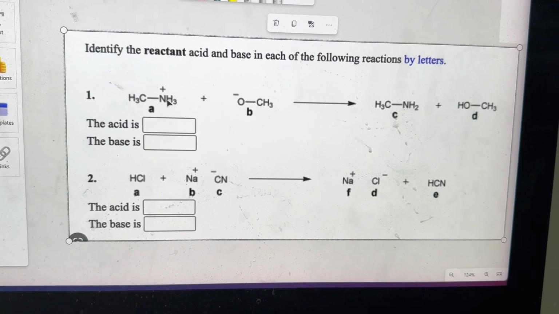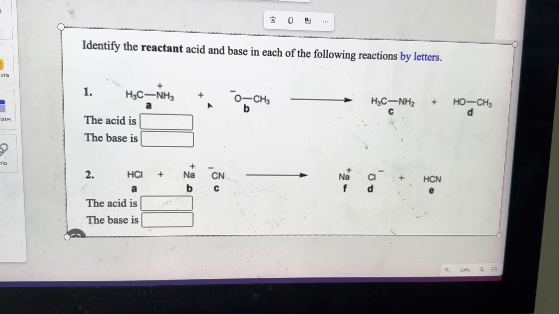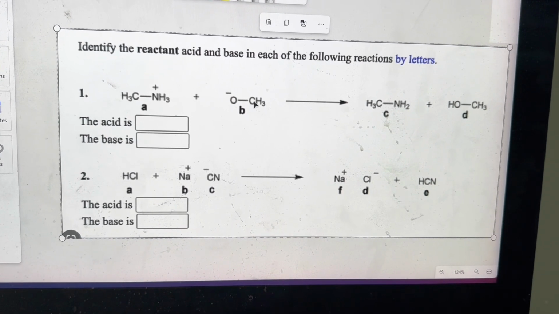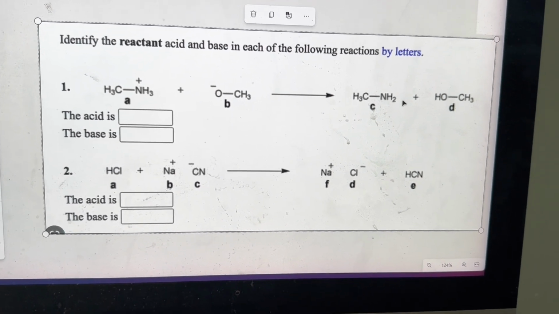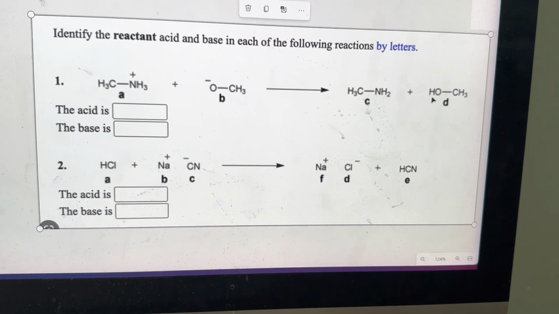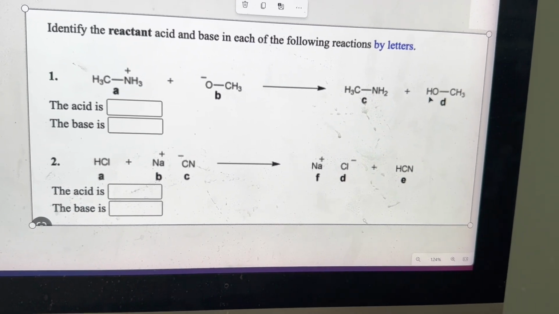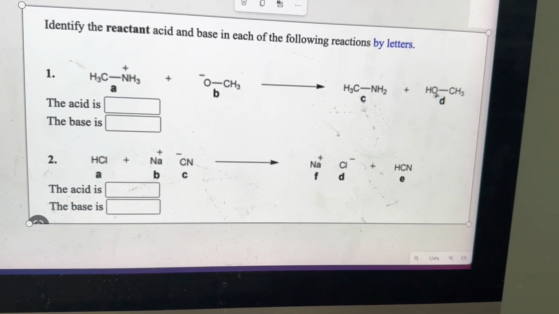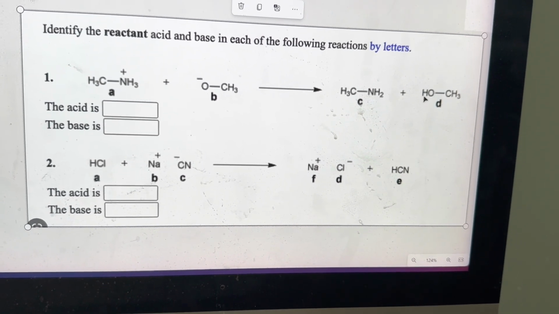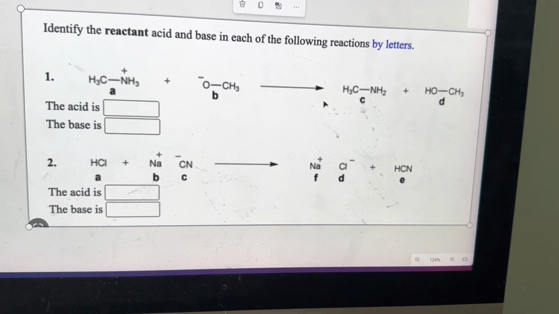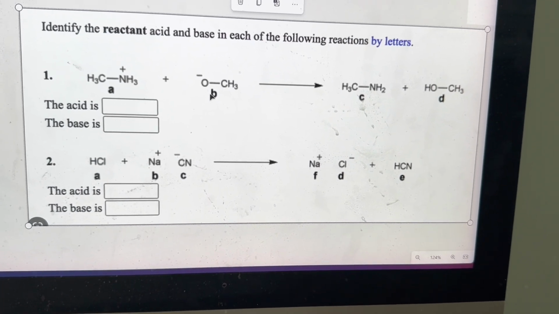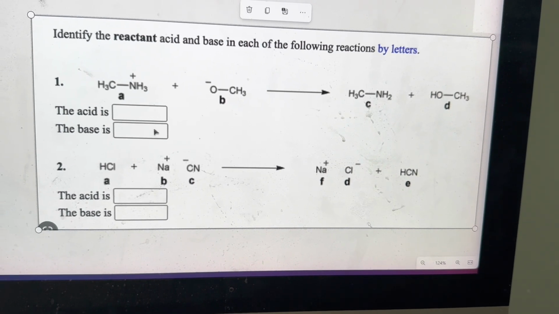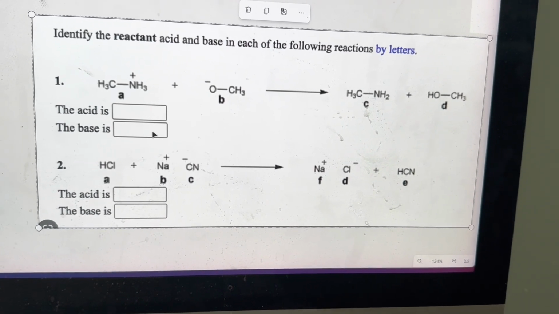Our base then, let's prove it to ourselves, would be this thing. This thing starts out with an O over here that is negative with a CH3, and let's look at how it changes. Oh, we lost its negative charge. It accepted that H plus, and now it's neutral over here, and it's got this OH. So this species has accepted a hydrogen ion, and therefore is acting as our base, right? Let's look at the next one.